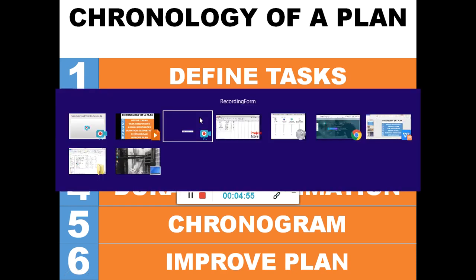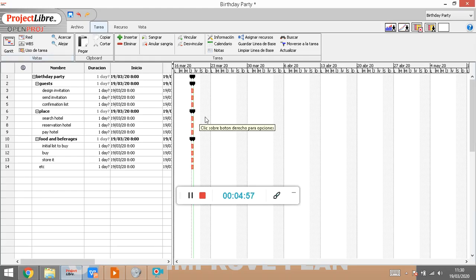This means that there are some tasks in my plan that cannot be done until others have finished. It wouldn't make sense any other way, right? Let's find an example. With guests, it wouldn't make any sense if I send the invitation without having designed it first. I have to design the invitation first and then send it, right?